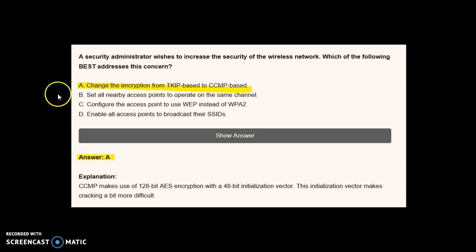The answer is A. Change the encryption from TKIP based to CCMP based. CCMP makes use of a 128-bit AES encryption with a 48-bit initialization vector. This initialization vector makes cracking a bit more difficult.